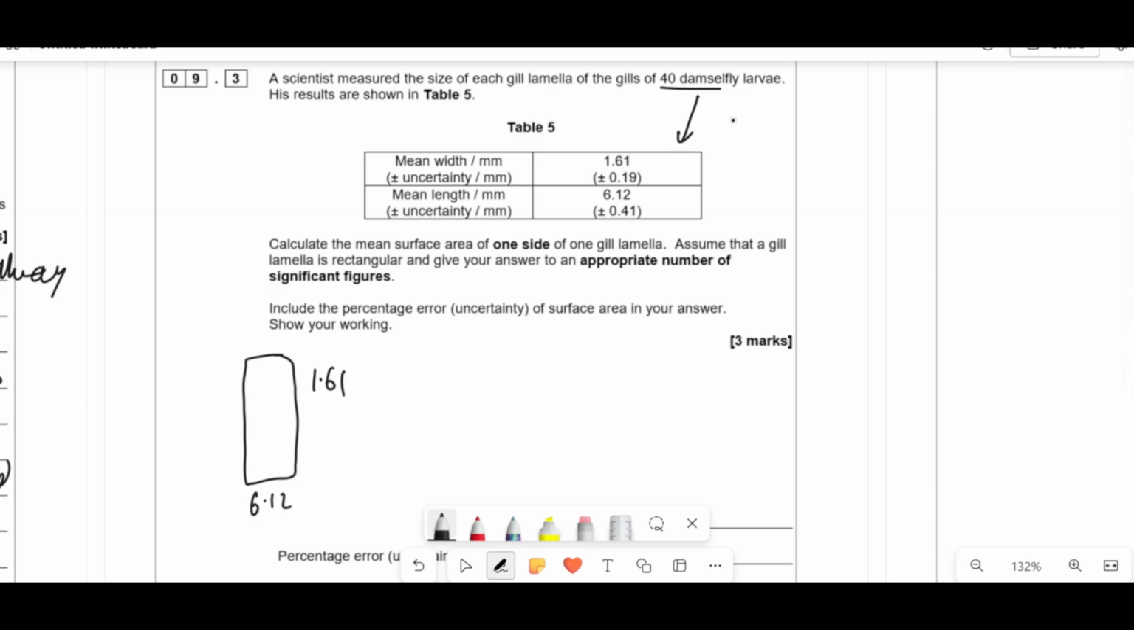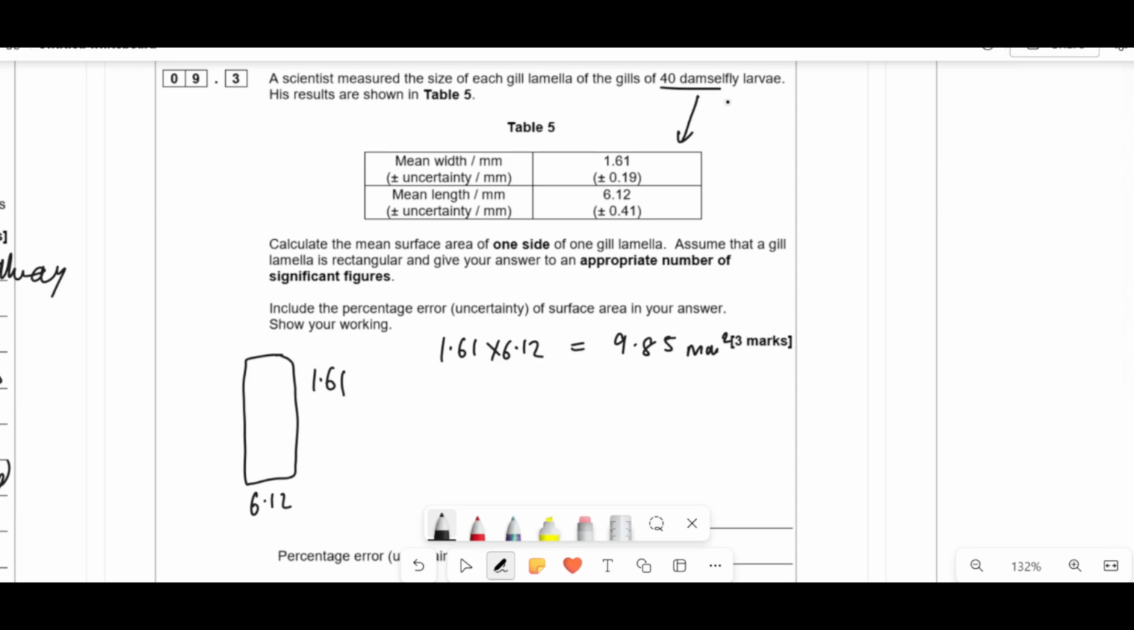So width and length are 1.61 and 6.12, surface area of one side, this is the gill lamellae of 40. So what we're going to do is work out our surface area first of all. So it's going to be 1.61 times 6.12. Right, so 1.61 times 6.12, which is 9.85 millimeters squared.